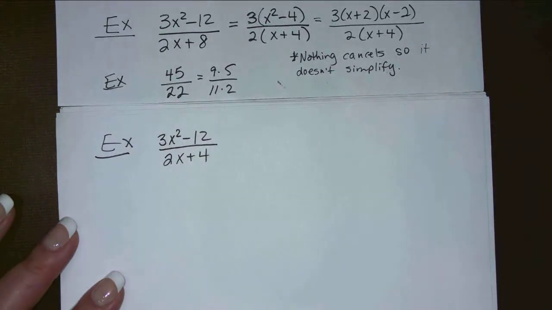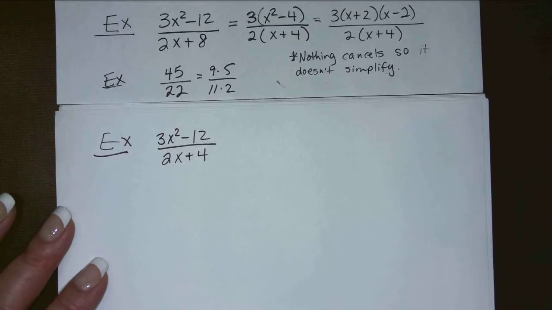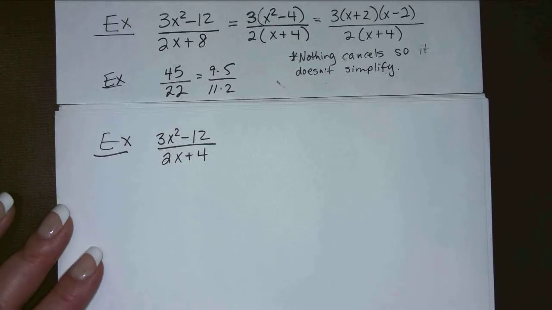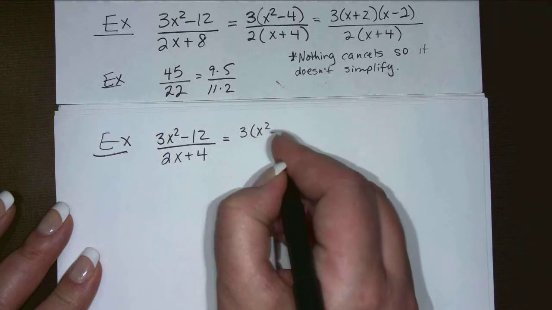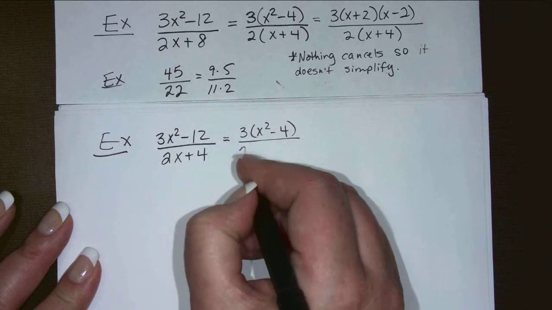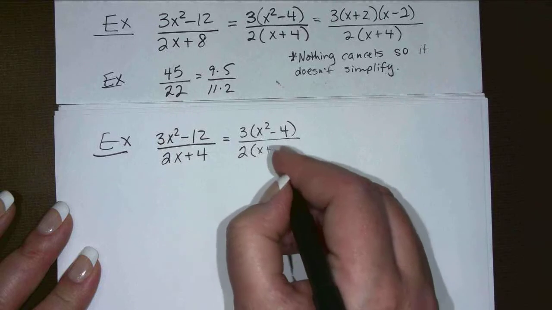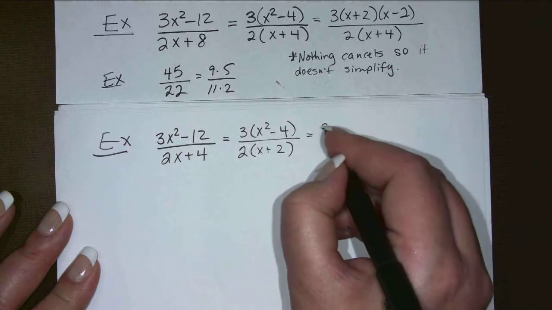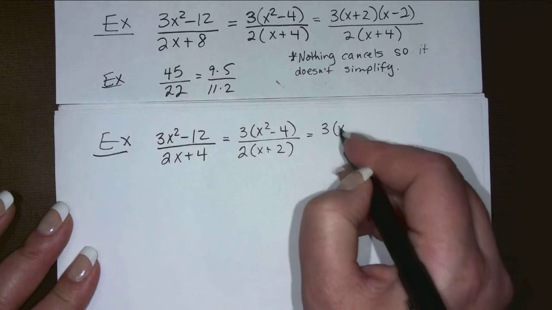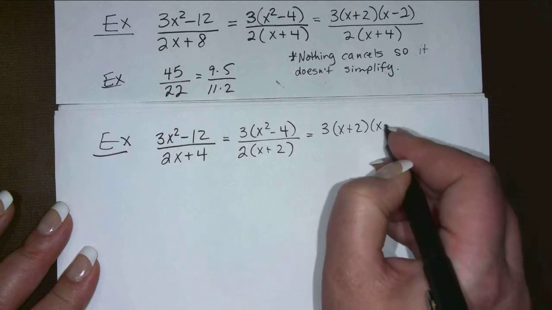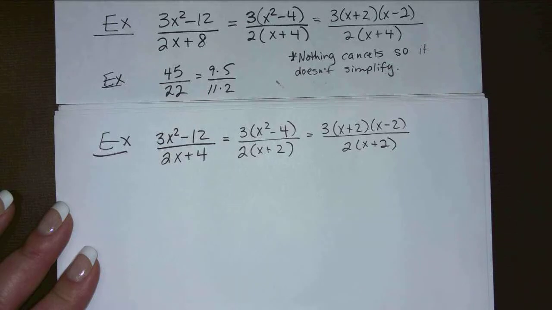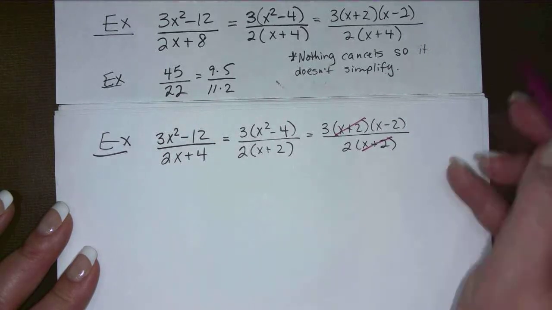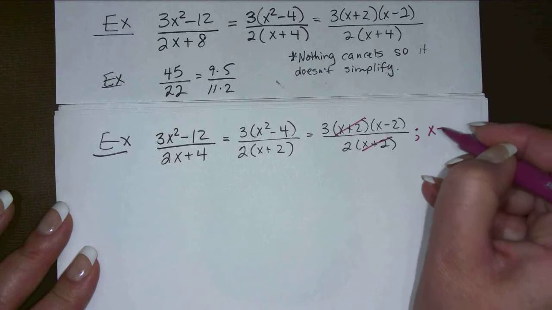So what if we had had this question? Factor 3 out of the top. Factor 2 out of the bottom. And you see it's going to cancel this time? So what cancels? X plus 2. Now I canceled out something with an x in it, so I need to put my restriction.